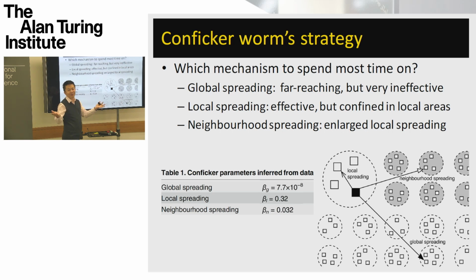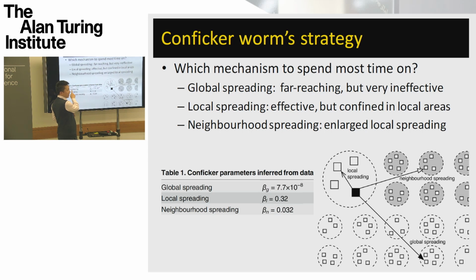Have a guess? Who wants to guess? Will you spend most of your time on global spreading or local spreading? We actually know the infection rate here. For the local spreading, literally 1 in 3 times you will infect another node. So if you try 3 of your colleagues, the chance is that 1 of the 3 you will infect. And the neighborhood spreading, because it targets the 10 next neighbors, is basically 1/10 of the local spreading.